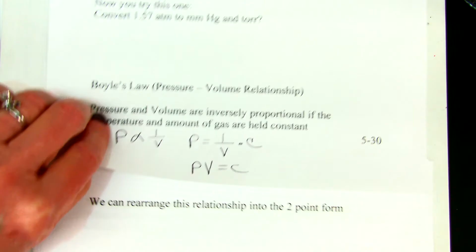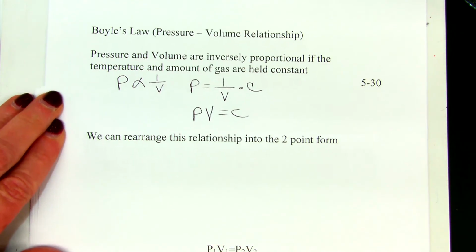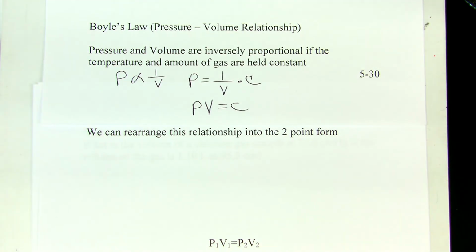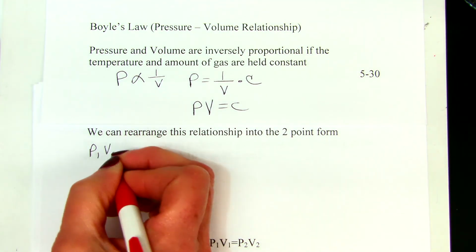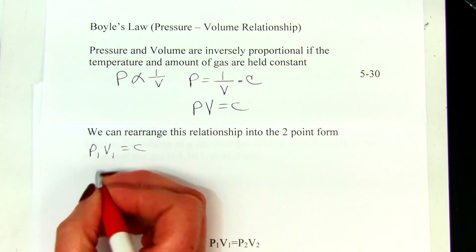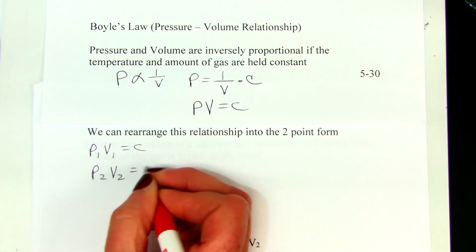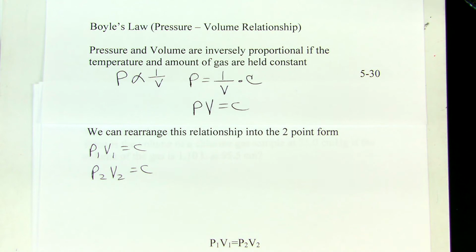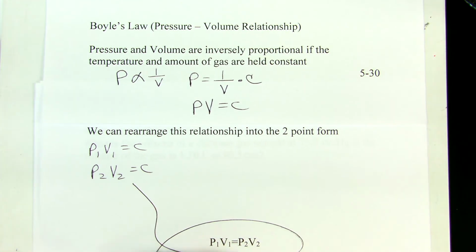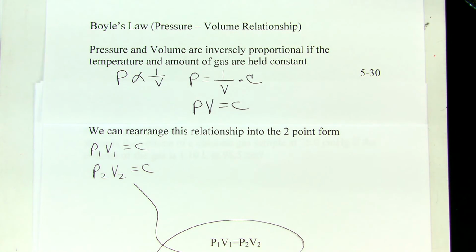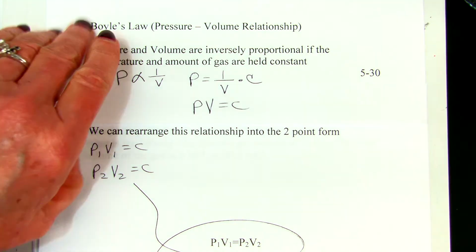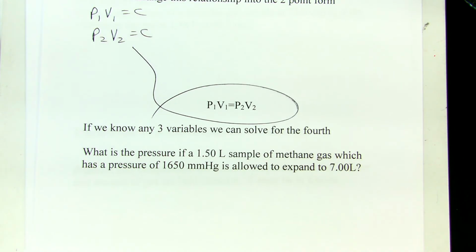Well, a lot of times it's difficult to figure out what these constants are, and so we can rearrange this into a two-point form. If I have pressure 1 times volume 1, that's equal to the constant C, and pressure 2 times volume 2 is equal to the constant C. So if they are equal to the same thing, they have to be equal to each other. So this leads us to P1V1 equals P2V2. So we now have a mathematical relationship that has 4 variables in it. If we know any 3 of those variables, we can solve for the 4th.